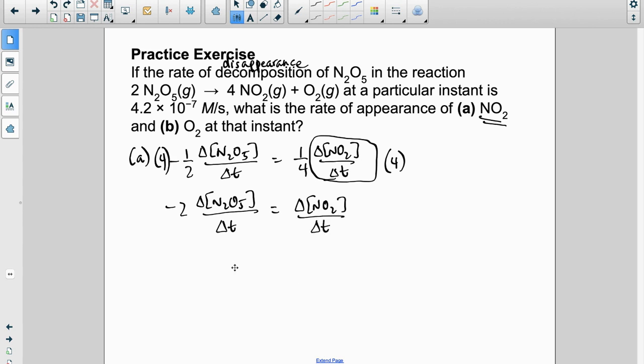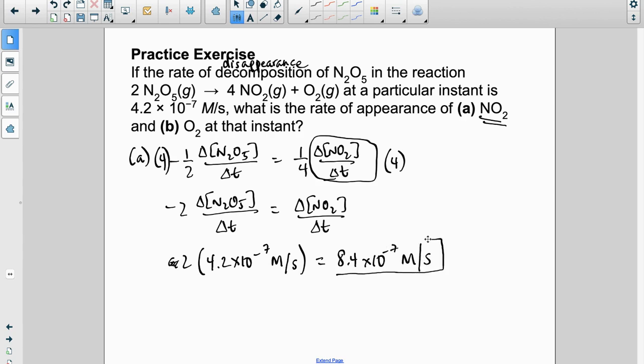So if I plug this in, I'll get minus 2. And remember, that actually is the rate right here, so we don't need a minus sign anymore. And it's 2 times 4.2 times 10 to the minus 7 molarity per second. And so our delta NO2 over delta T will equal 8.4 times 10 to the minus 7 molarity per second.